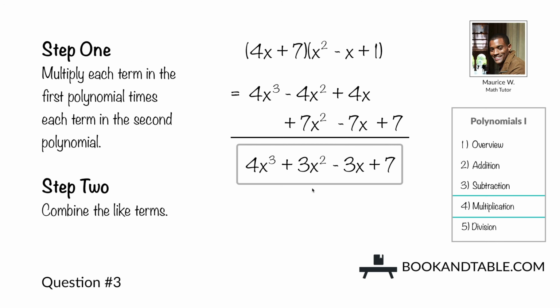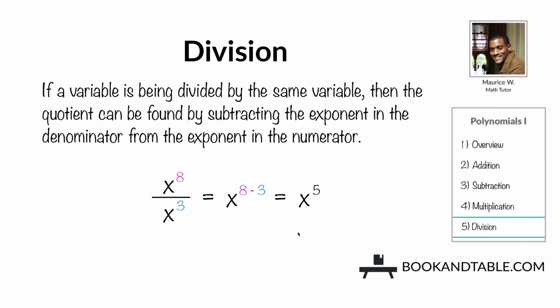So the product of 4x plus 7 times x squared minus x plus 1 is equal to 4x cubed plus 3x squared minus 3x plus 7. And this is in standard form. So that is how you go about multiplying polynomials. Let's now discuss how we go about dividing polynomials.